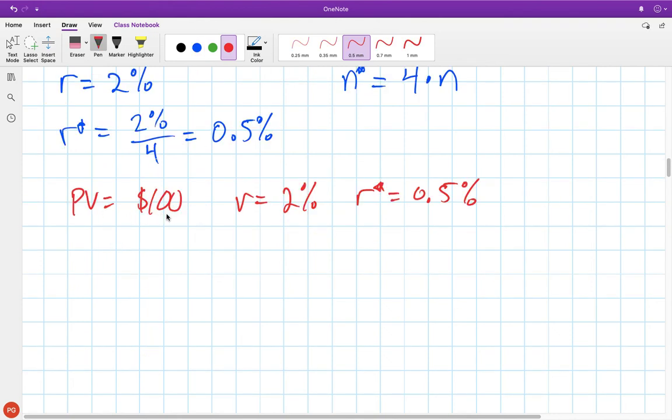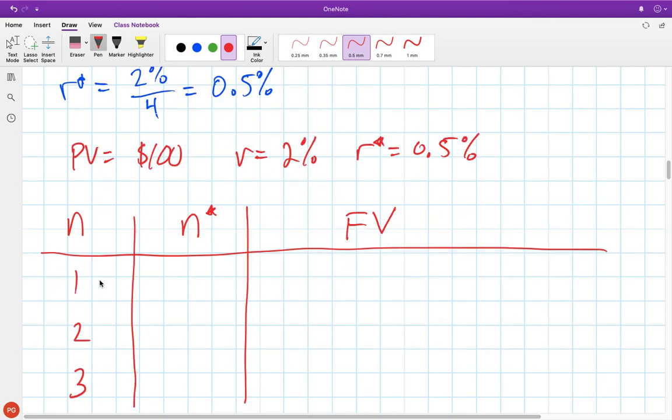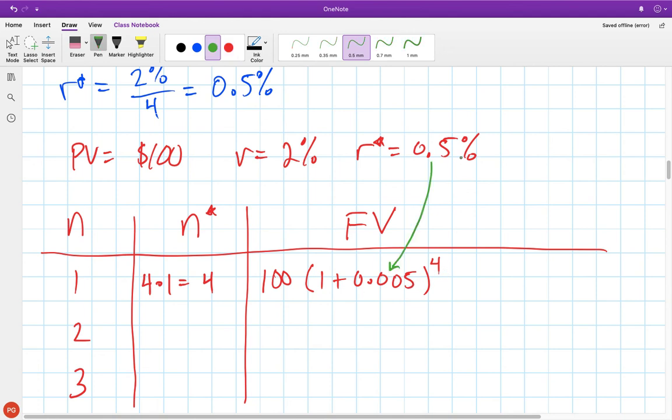So present value of $100, our rate is 2%, which means our effective rate is 0.5%. So after 1 year, we've actually done 4 times as many compounds. So our number of periods after 1 year is actually 4. When we calculate our future value in our equation, we would use 100 times 1 plus 0.005 to the power of 4. This is 0.5% converted into a decimal, and this is our n star. And we get an answer of $102.02. So this is even a little bit bigger than our previous compounding interest answer, which was just $102.